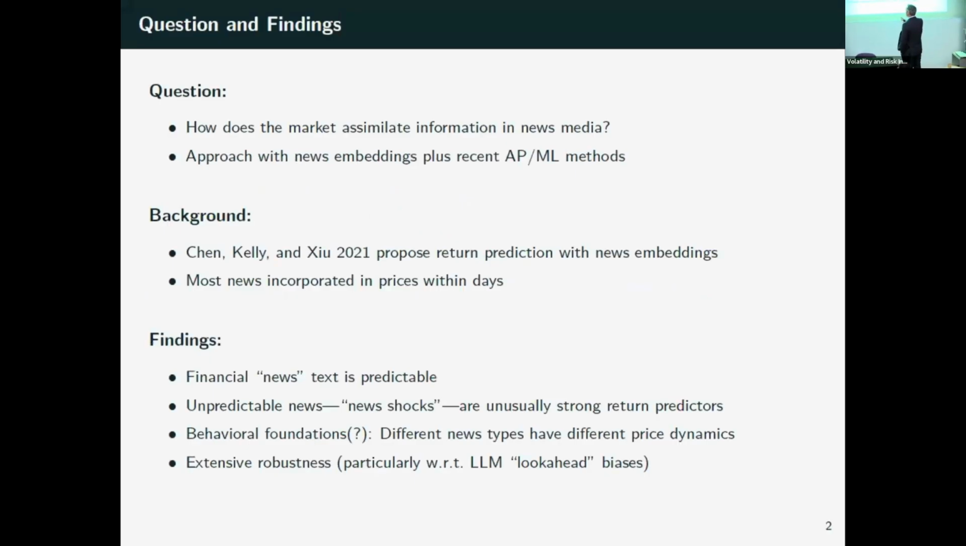All right, so the basic organizing question, if you like, is how does the market assimilate information in news media? The way we're going to approach this problem is with large language models and the embeddings of the text that live internal to those language models. So you can think about the basic framework that we're going to employ here. We're going to go to the guts of the language model, look at the numerical representation of raw text that shows up inside those models, extract them, and then use them in otherwise standard machine learning asset pricing analysis.